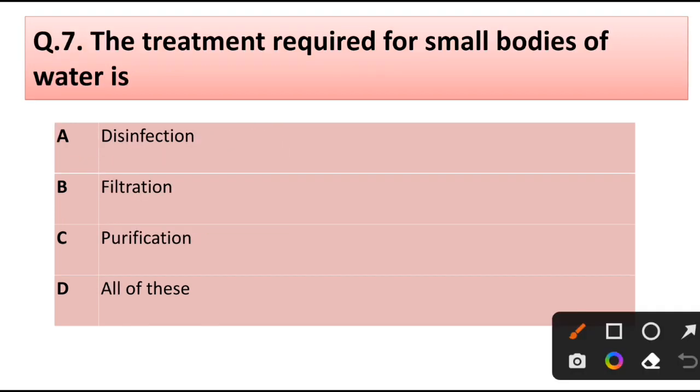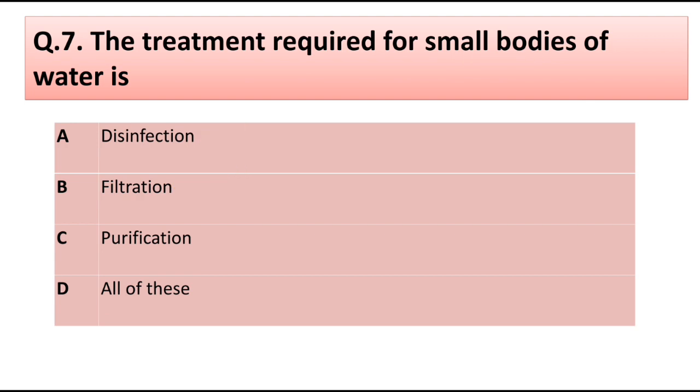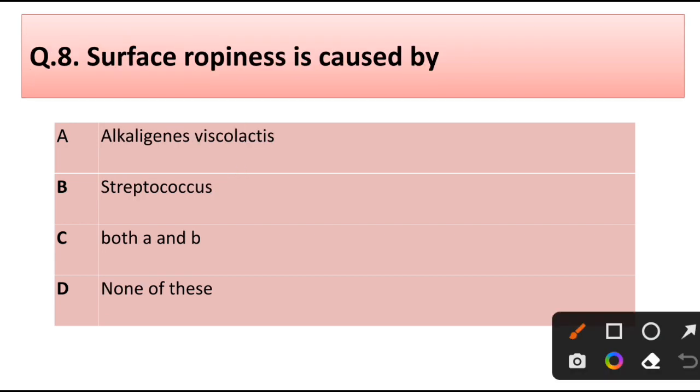Question number 7. The treatment required for small bodies of water is disinfectant, filtration, purification, all of this. Correct answer is all of this. Disinfectant, filtration, purification. Question number 8. Surface ropiness is caused by Alcaligenes, viscolytics, streptococcus, both A and B, none of these. Correct answer is option D, none of these.